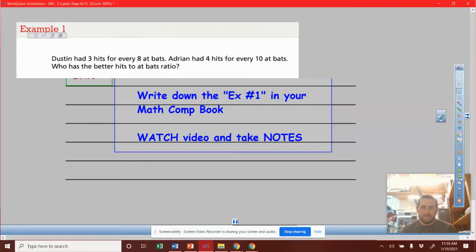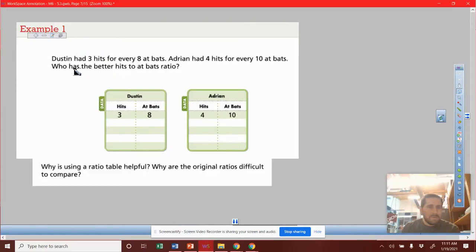Example number 1 now. Dustin has 3 hits for every 8 at bats. So you can see his 3 hits for every 8 at bats. Adrian has 4 hits for every 10 at bats. So 4 hits every 10 at bats.